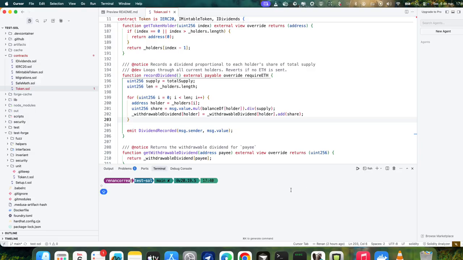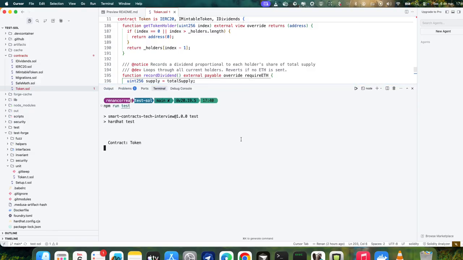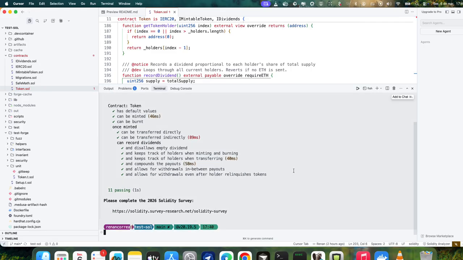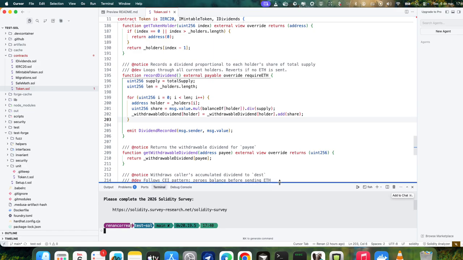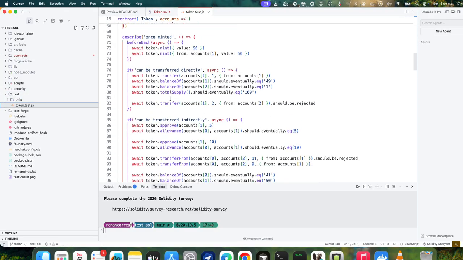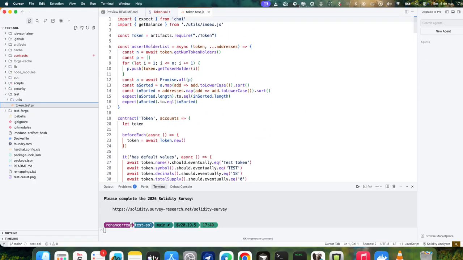Let me run the Hardhat tests. These are the 11 original tests from the challenge that validate the core functionality. All 11 tests pass. They cover default values, minting, burning, direct and indirect transfers, holder tracking during mint, burn, and transfer operations, dividend compounding, and withdrawals between payouts.